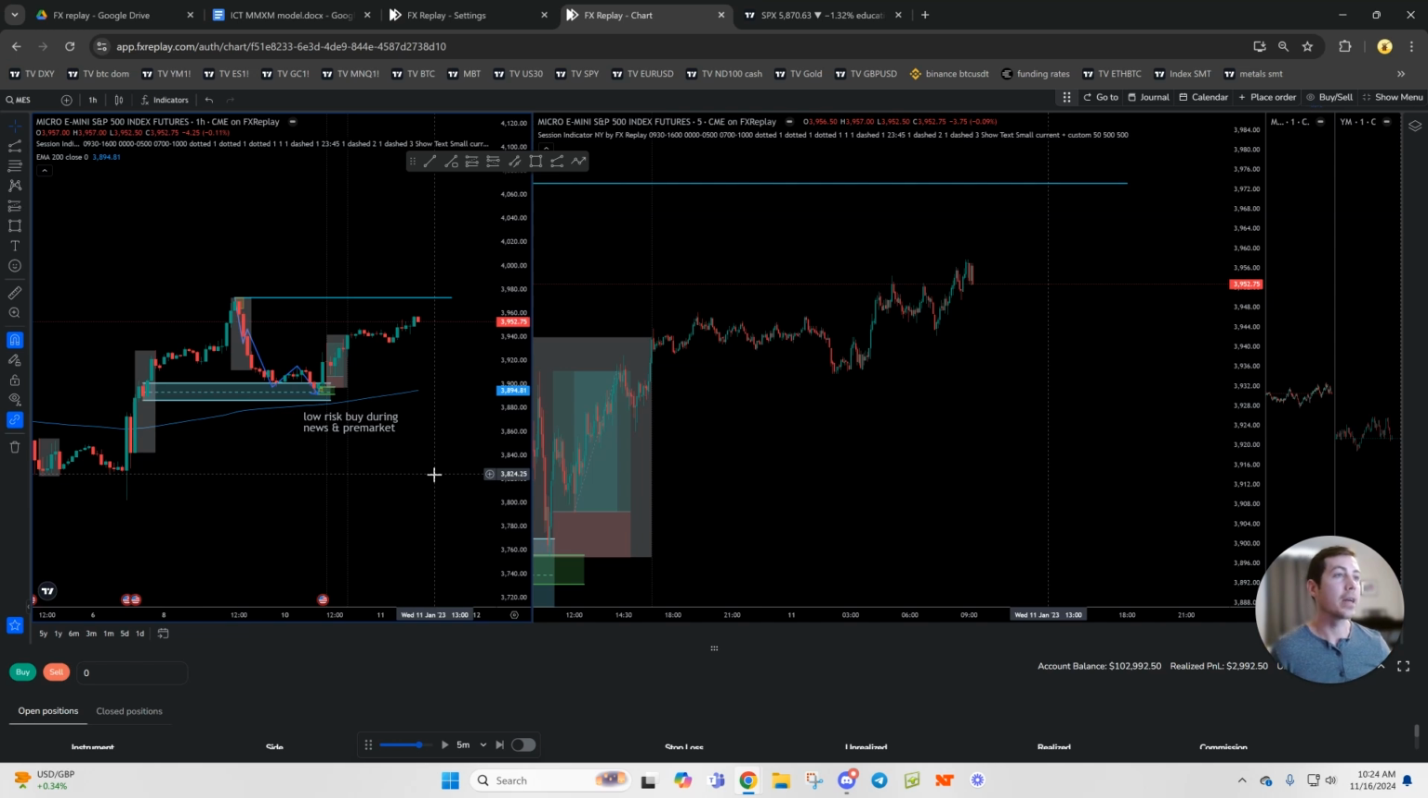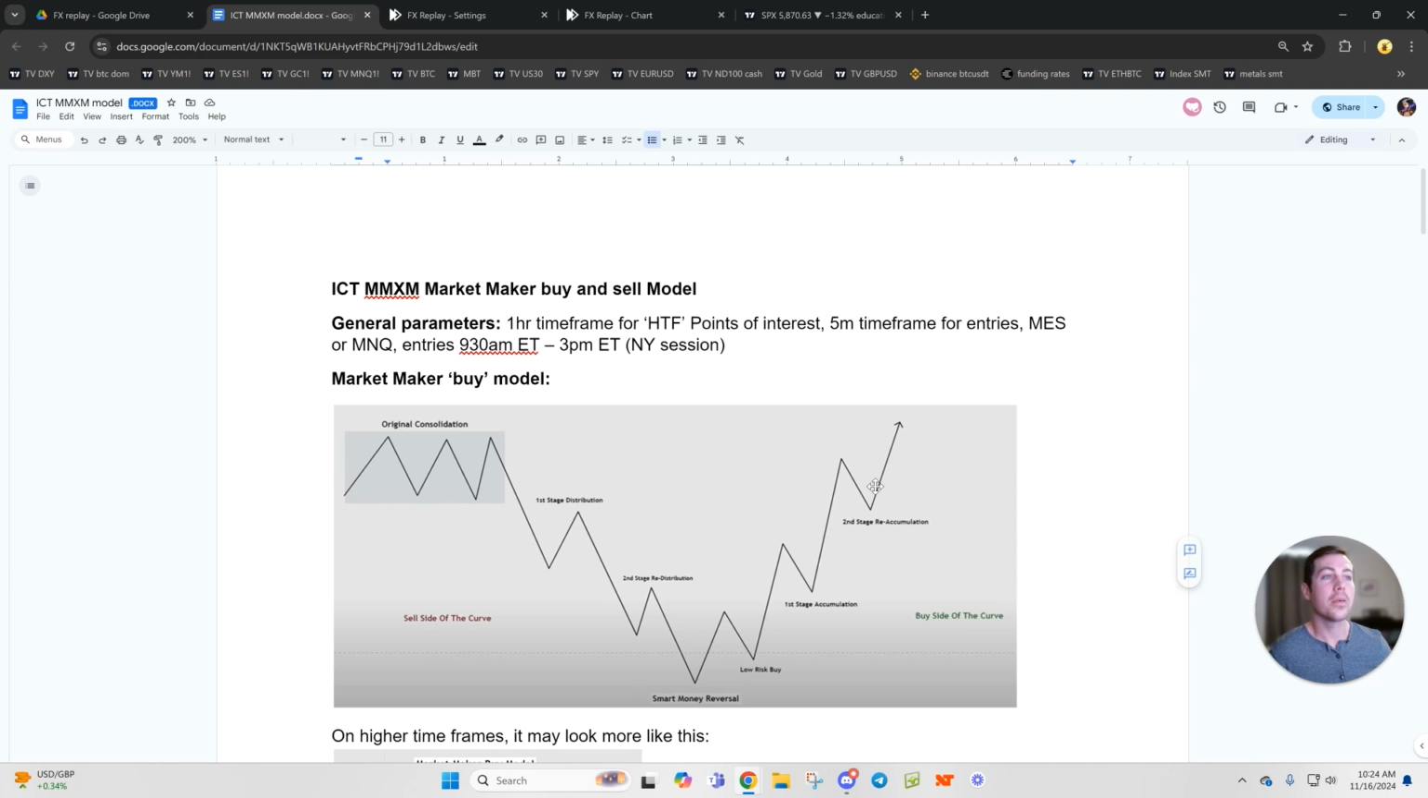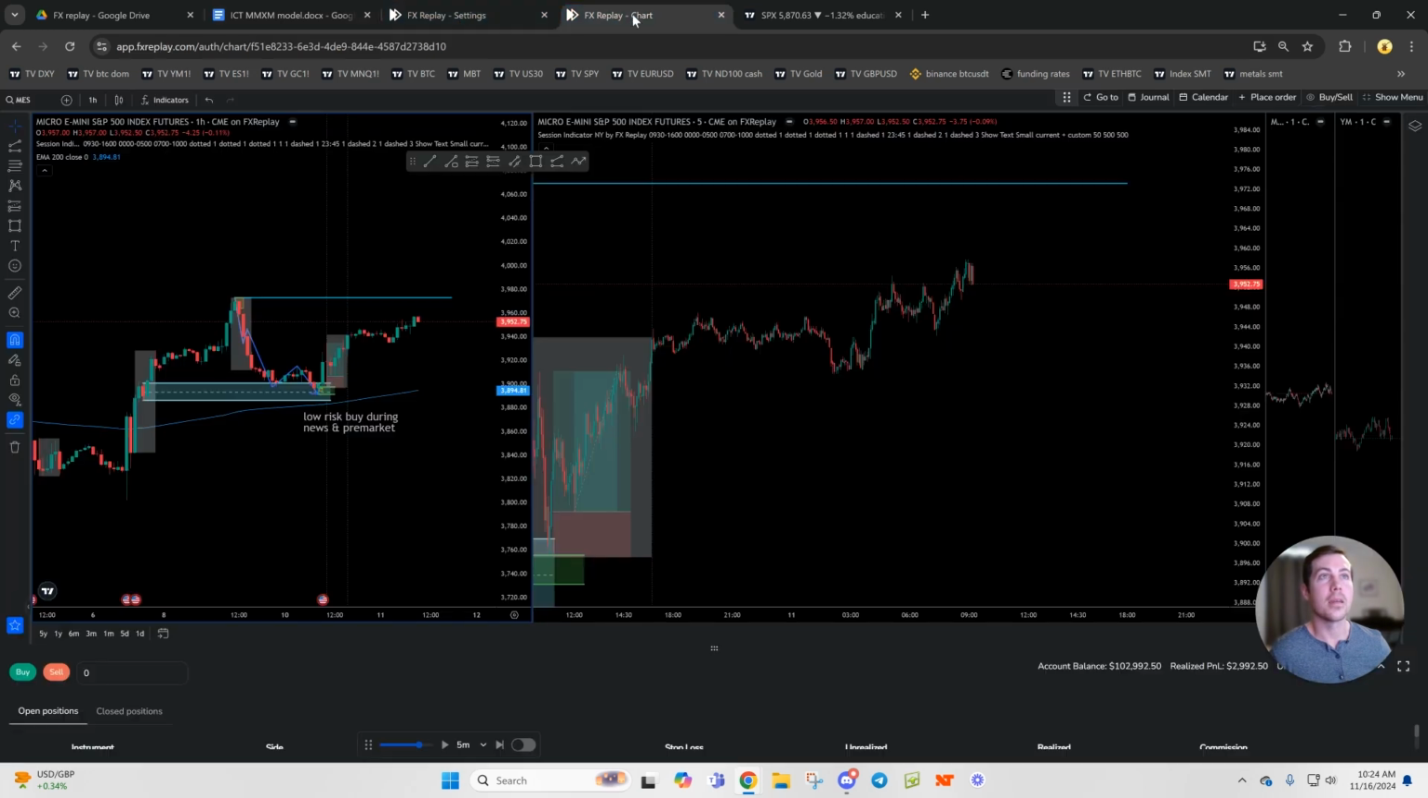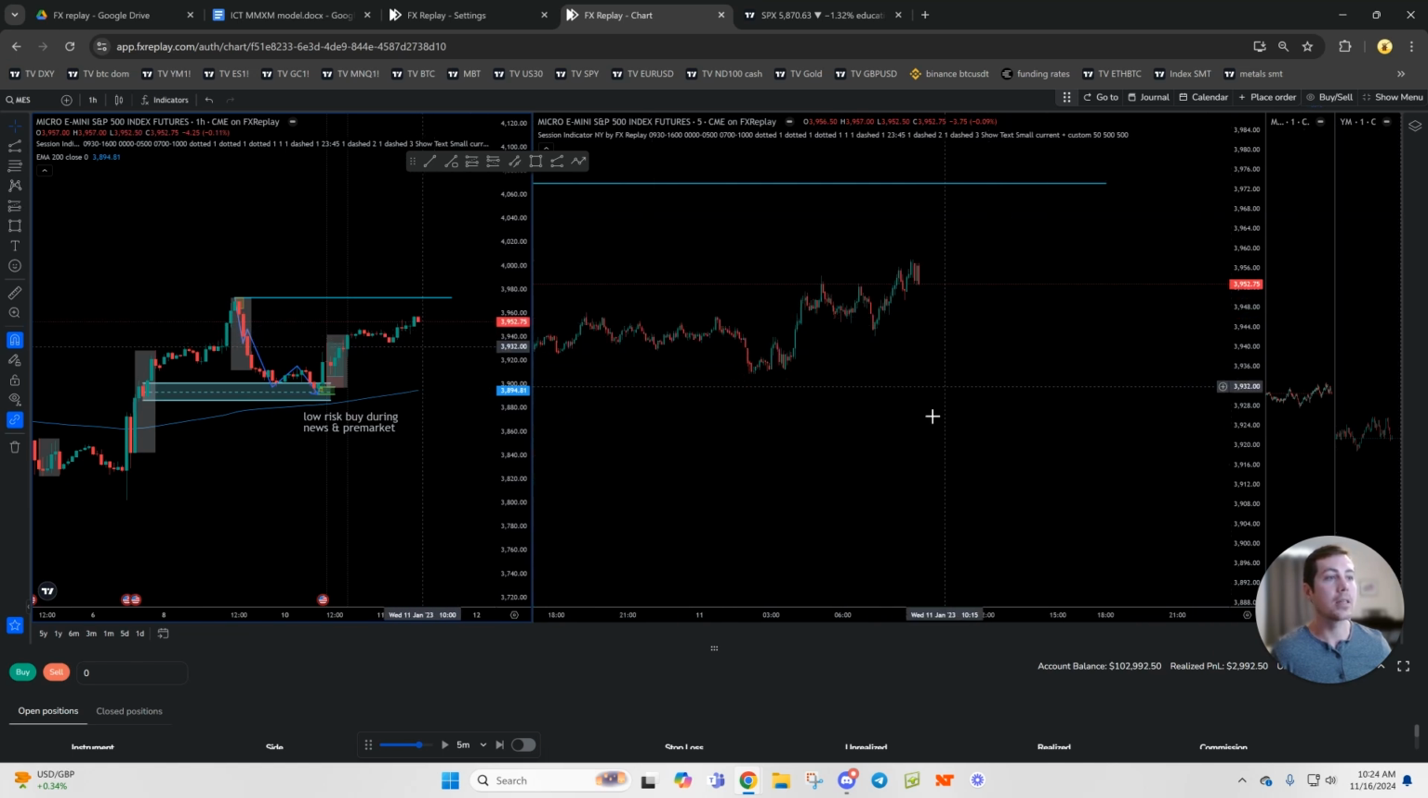One of the interesting things about this model, this is true with a lot of different things, but obviously price is fractal, which means these patterns can show up on multiple time frames. So as I'm coming into this next day for New York session, we can see on this 1 hour time frame, we've gotten our low risk buy, our first stage accumulation, and we still haven't come back to this consolidation. So I'm interested in potentially catching a second reaccumulation for another long to this upside. So let's get to where New York Open is.